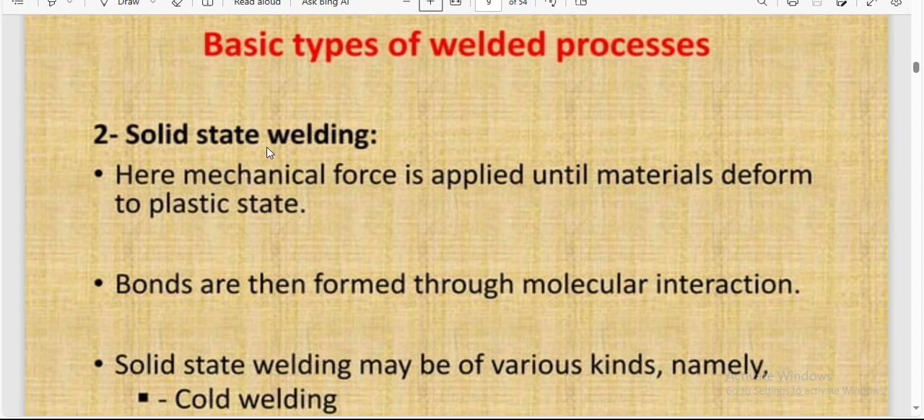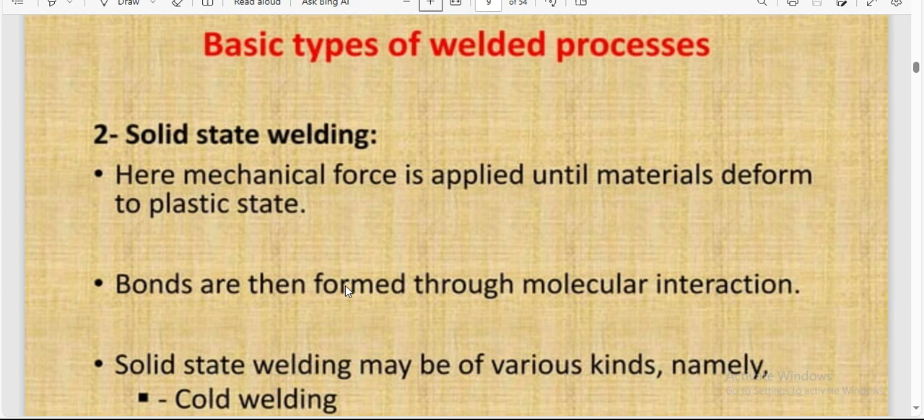In solid state welding, we can join two base metals or base plastic materials. Here, mechanical force is applied. In the first one, heat is applied. Here, we apply mechanical force until the material deforms to a plastic state. The state of the base metals here is that the workpiece is at a plastic state, not a liquid state. The bonds are then formed through molecular interactions.